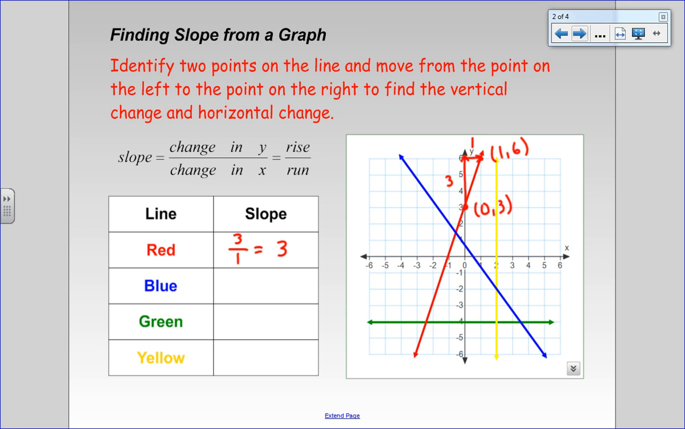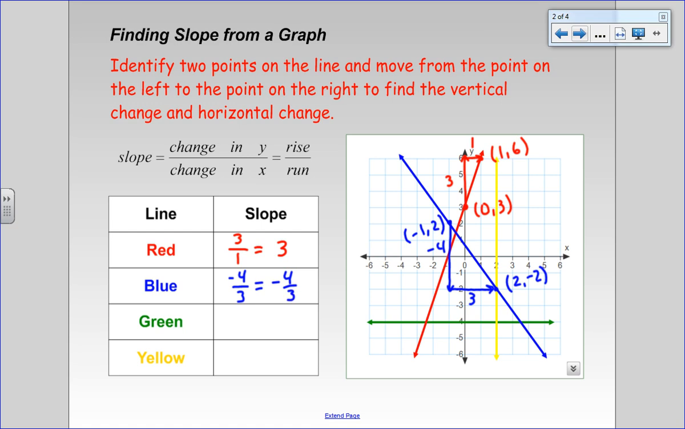Now let's look at the blue line. First we can identify 2 points, such as (-1, 2) and (2, -2). In order to move from left to right along this line, we would first move down 4 units along the y-axis. And since we move down, we say that the rise is -4. Then we move to the right 3 units along the x-axis. So a rise of -4 and a run of 3 results in a slope of -4/3 for the blue line.